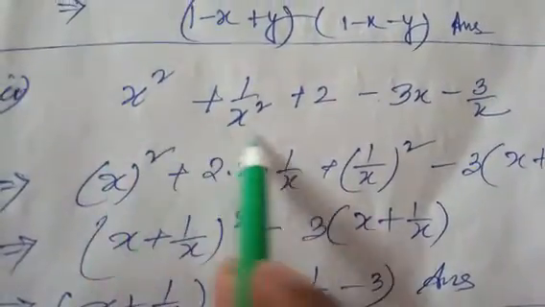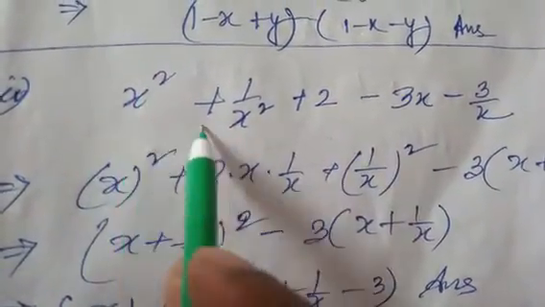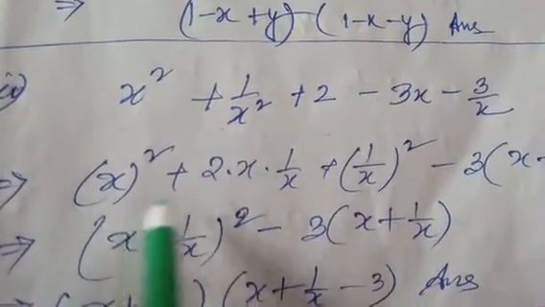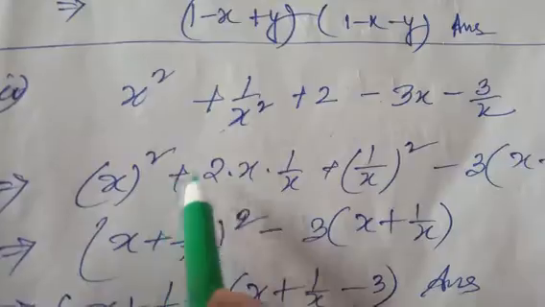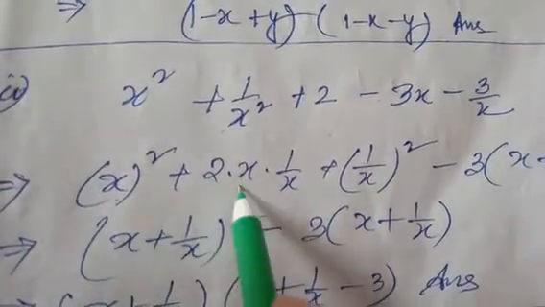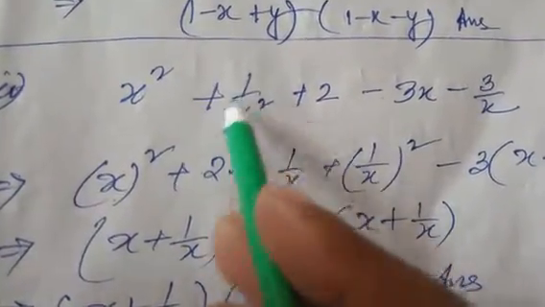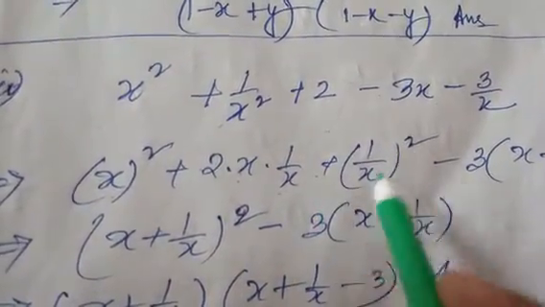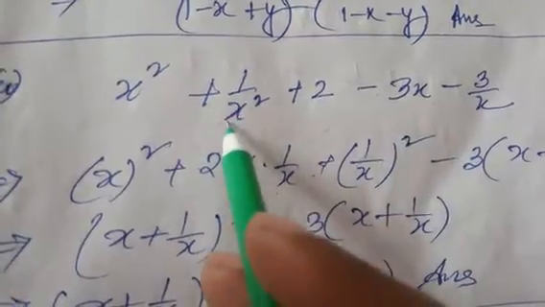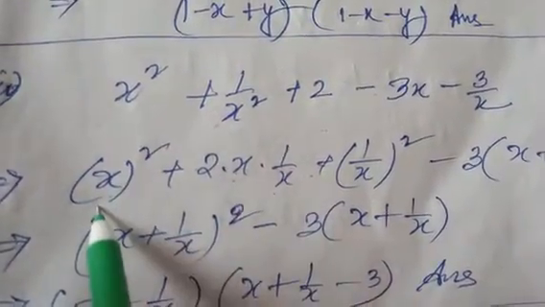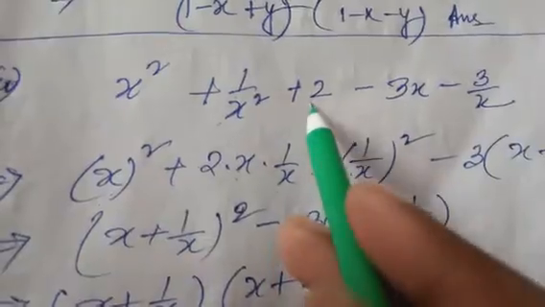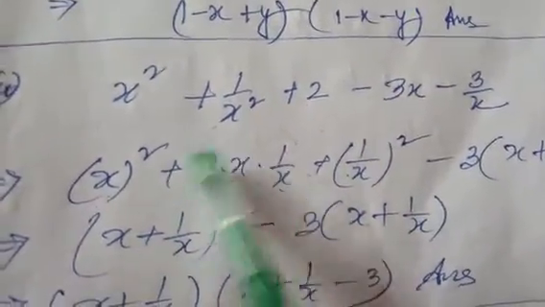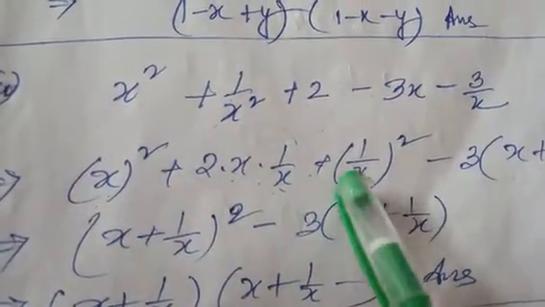These three form a format of a square plus b square plus 2ab. We rewrite this as x whole square plus 2 into x into 1 by x, where a is x and b is 1 by x, so it will be x plus 1 by x whole square, which is 1 by x square. So a square is here, b square is here, and to form 2 into a into b, we have a as x and b as 1 by x.